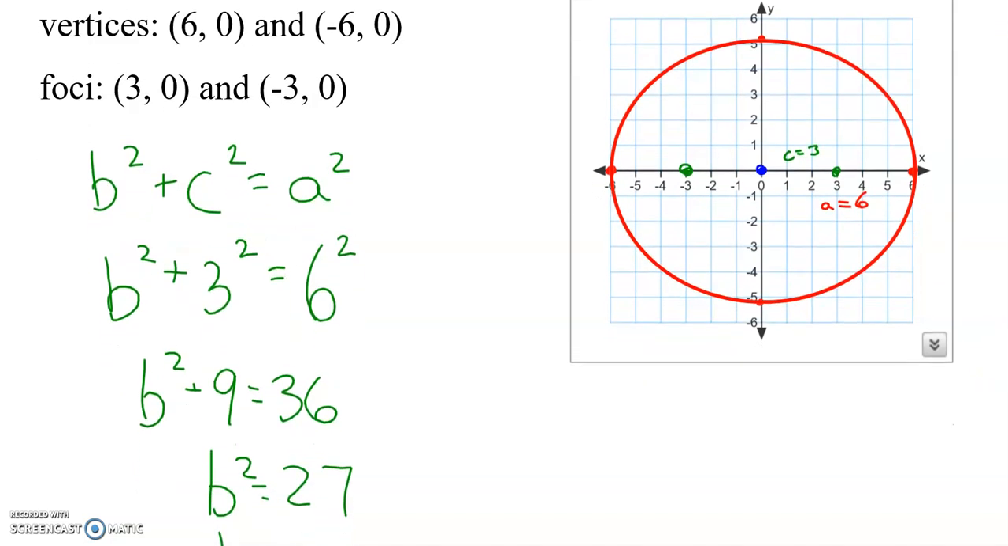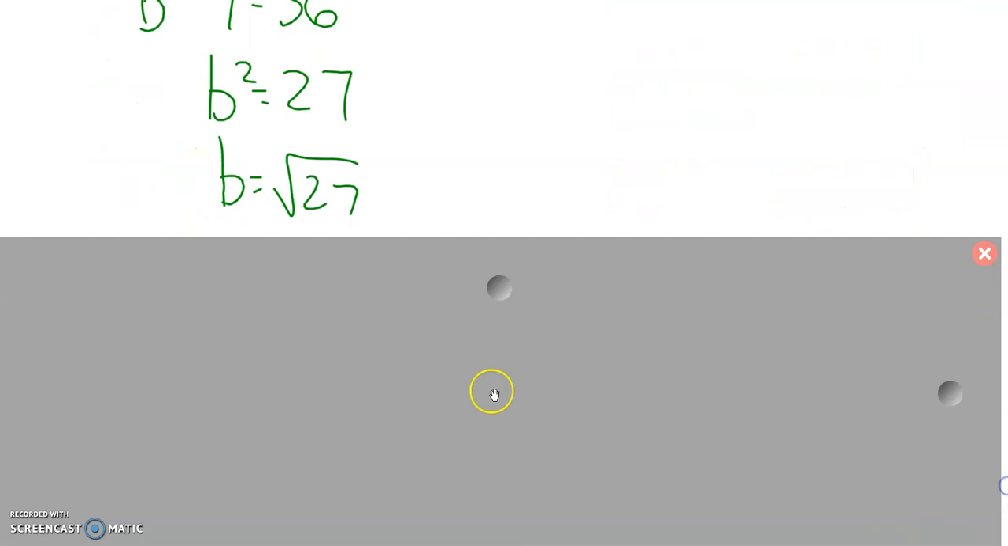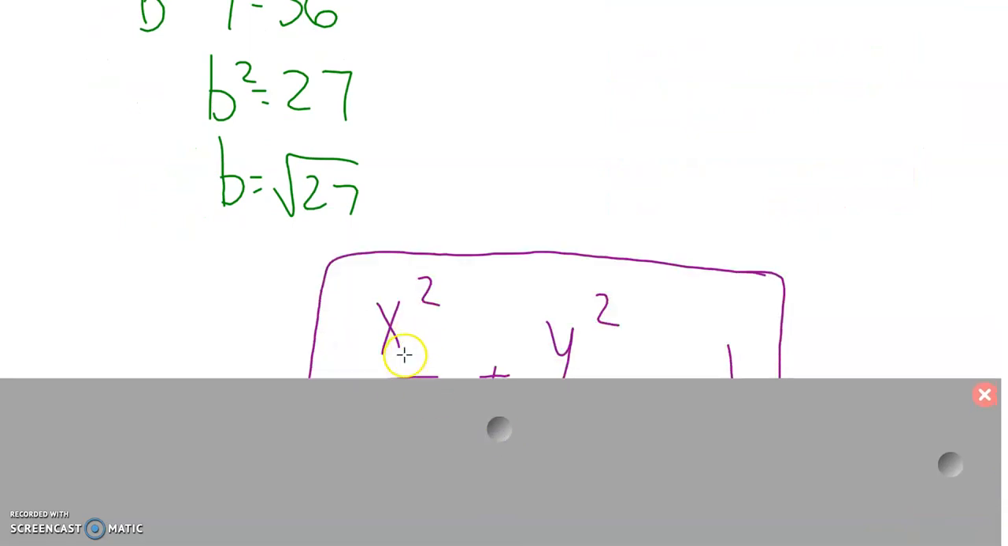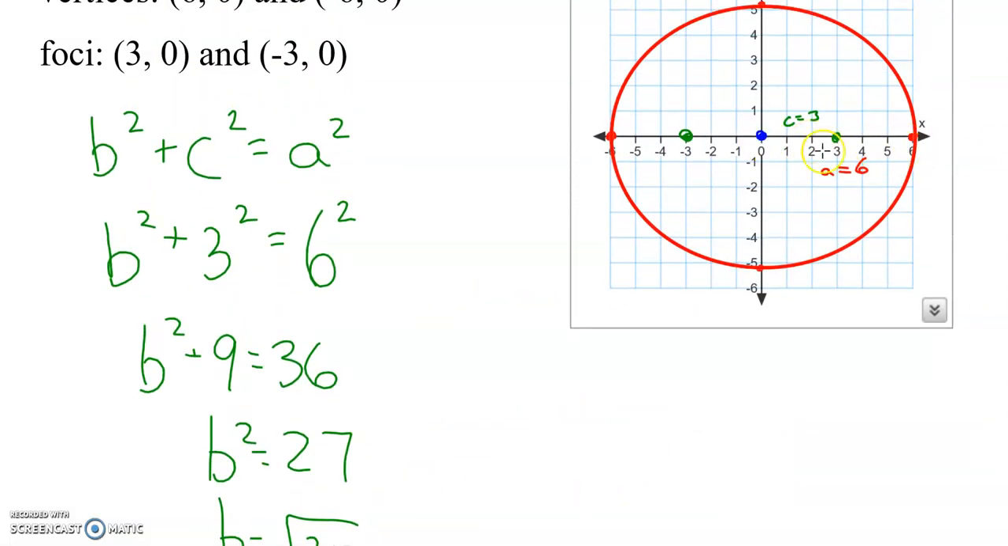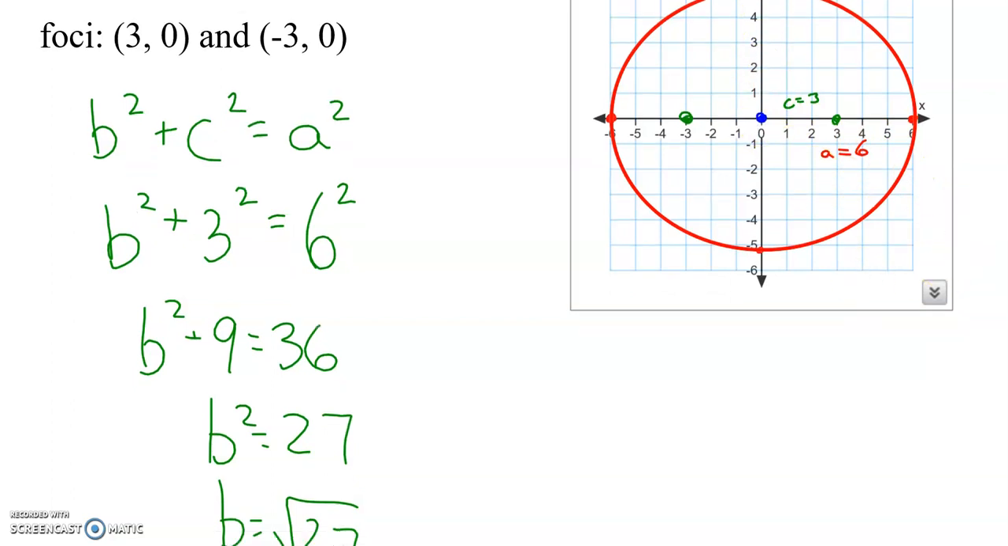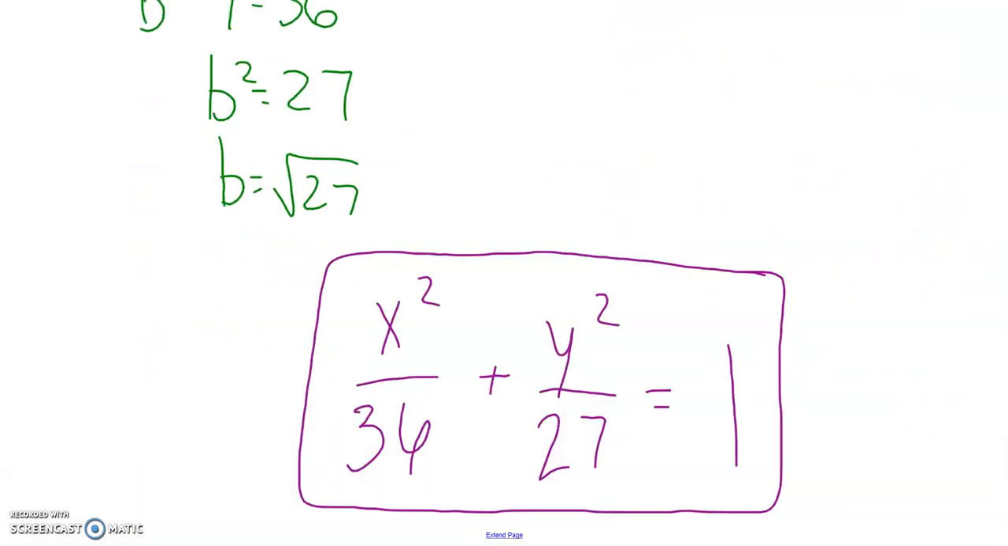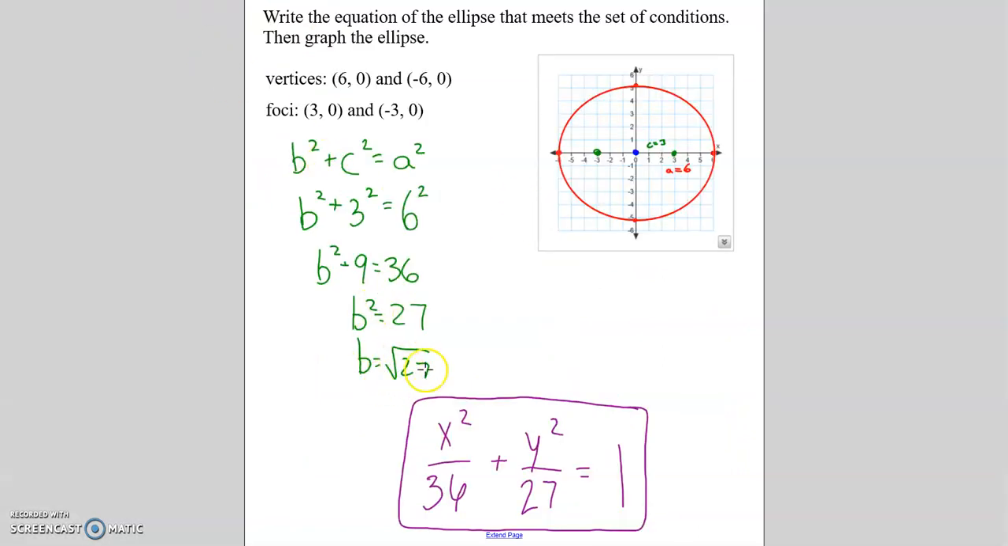And then the only thing left is to write the equation. Since the center is 0, 0, that means it's going to be like x minus 0 squared, which is just x squared, and y minus 0 squared is just y squared. In the x direction, A was 6. So that's going to be 6 squared beneath x squared. And then in the y direction, it was the square root of 27. When you square that, you'll just get 27. So that goes underneath y squared.